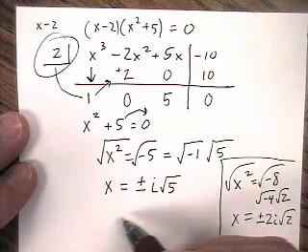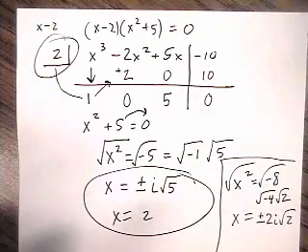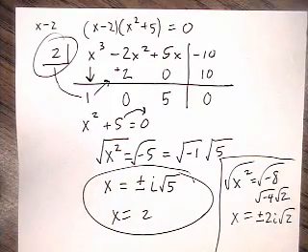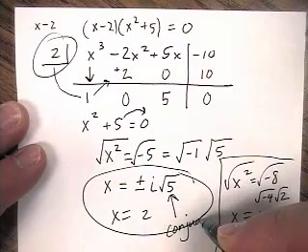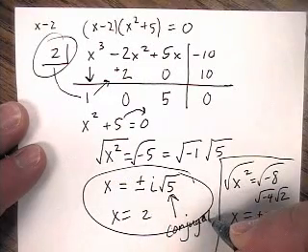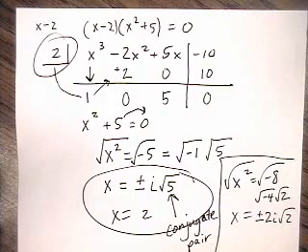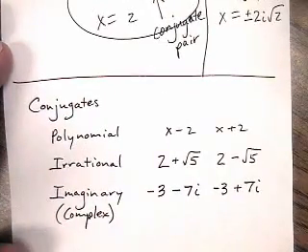This example, however, didn't. So we have 3 solutions. The original one that I gave you, 2, and then we found 2 more, plus and minus i radical 5. Oh, look! A conjugate pair. Now, why am I making a big deal out of that? Conjugates. We have seen them before, okay?